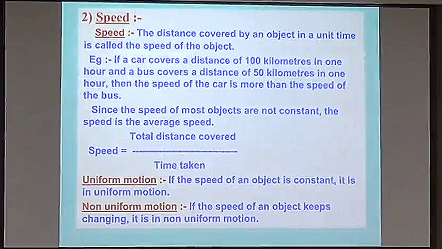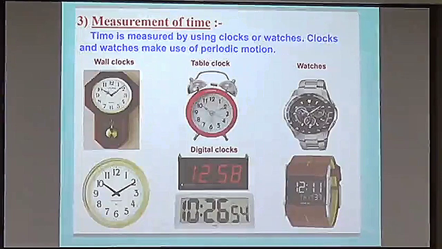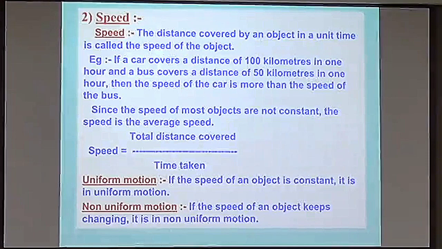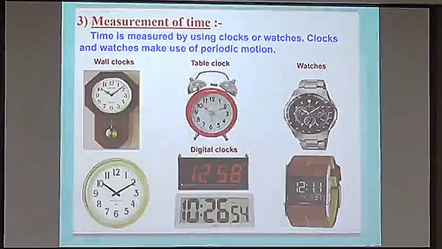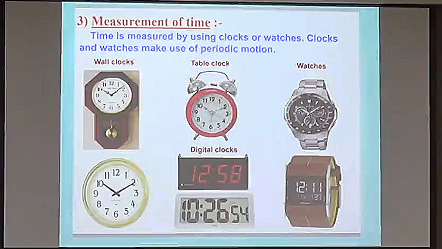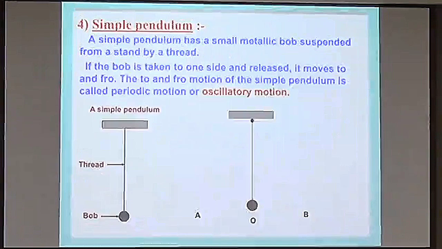Non-uniform motion is one in which the speed is not constant, it is changing continuously. A car on a crowded road is an example of non-uniform motion. If we want to measure time, we have to use clocks or watches. As you can see on the screen, we use wall clocks, table clocks and watches to note down or measure the time.